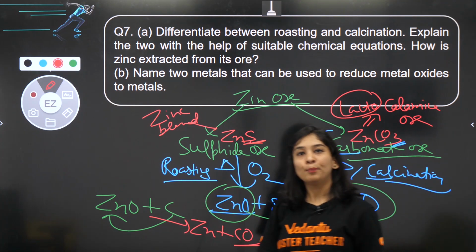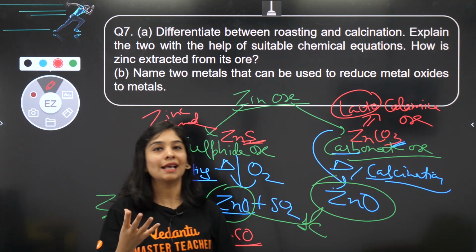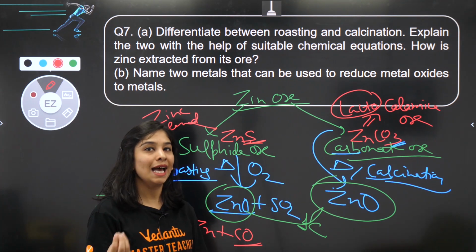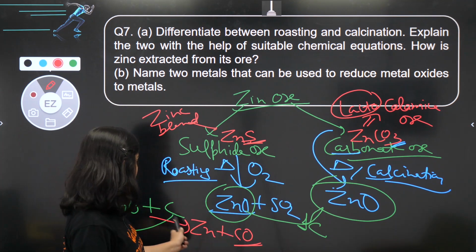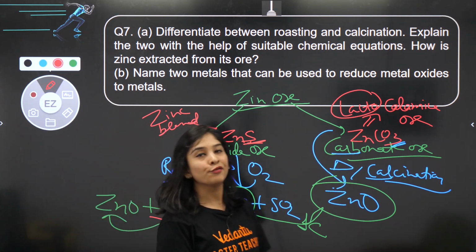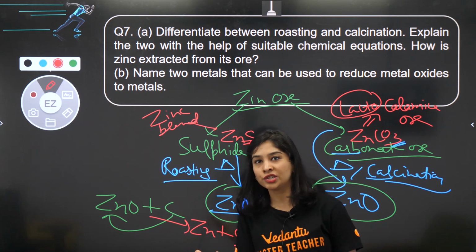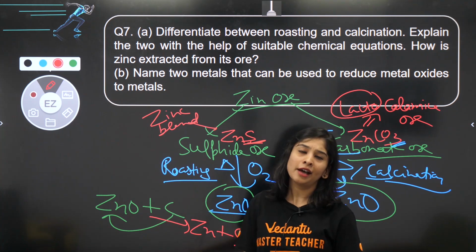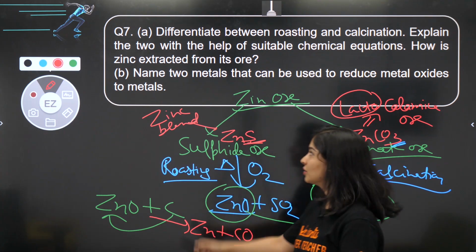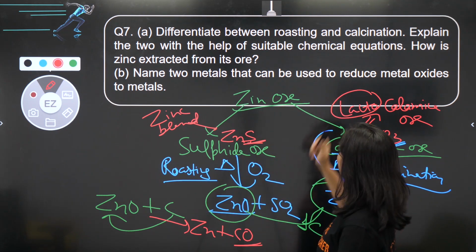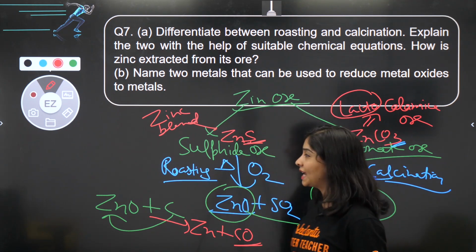The second step is putting carbon in the form of coke, as a cheap source available as a reducing agent. Why reducing? It is taking oxygen away from your zinc oxide. A reducing agent is something which does reduction. Loss of oxygen is a reduction, we know that, right? So this is clear.